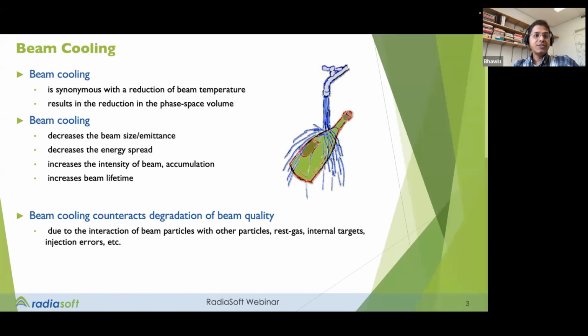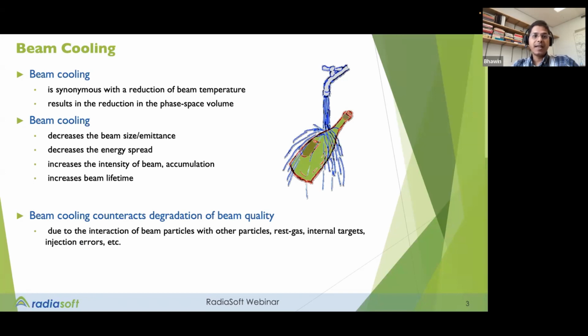So, basic introduction of beam cooling. Why do we need beam cooling? Beam cooling is synonymous with a reduction of beam temperature. Yes, cooling means just to lower the temperature of something. In the case of an electron beam, for example, an electron beam with energy of the order of a few MeV undergoes synchrotron radiation effects and cools to a lower temperature.